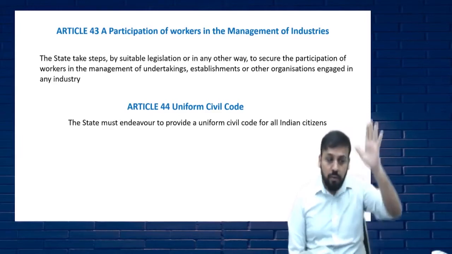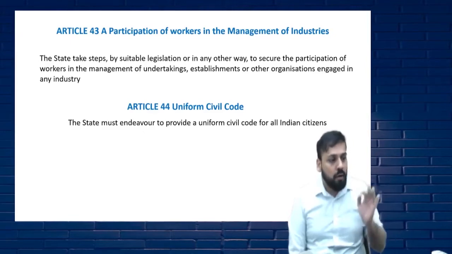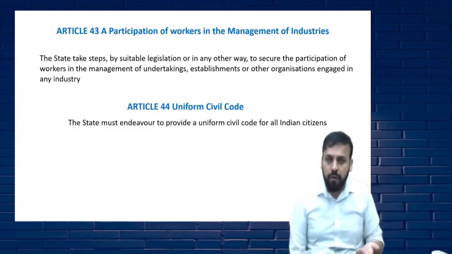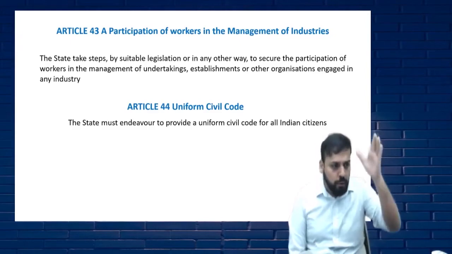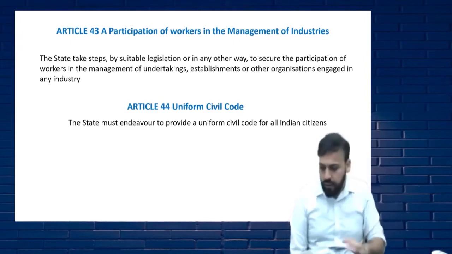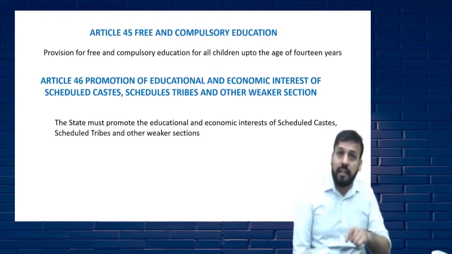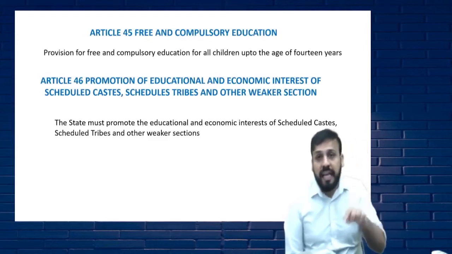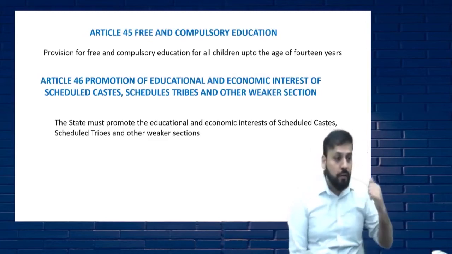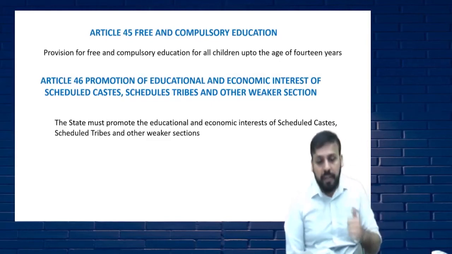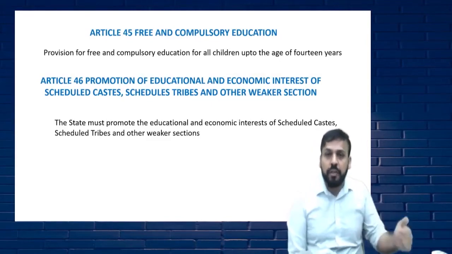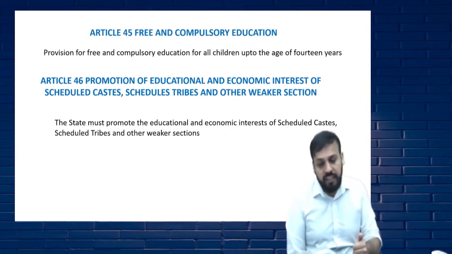So that is called the uniform civil code, and on this, India is fighting a lot. They are trying to create a uniform code everywhere. In the same way, free and compulsory education is your right as well as a direction. It is your fundamental right as well as your directive. Free and compulsory education up to 14 years of age is mandatory.